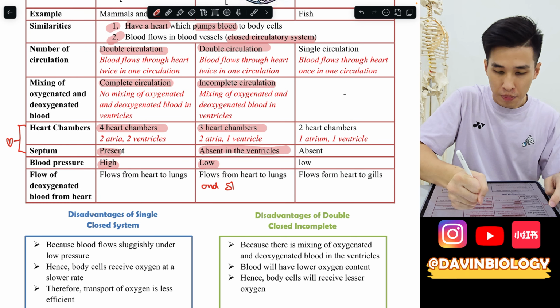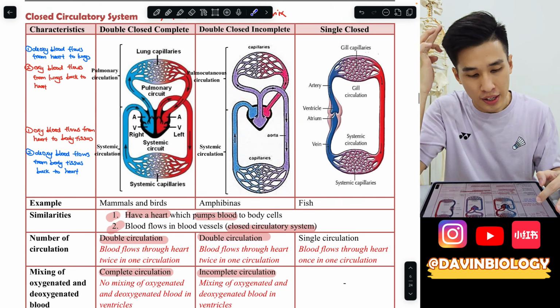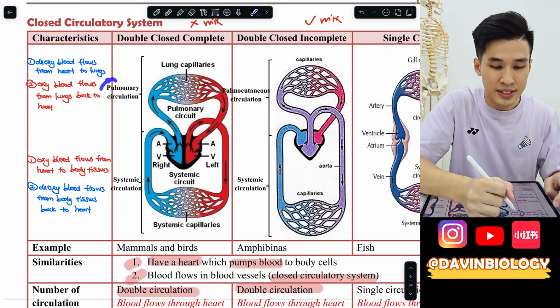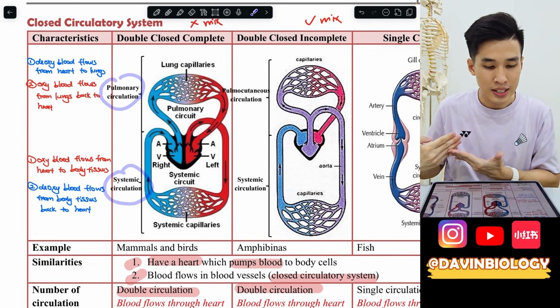Okay, here let me elaborate more. So if you notice the diagram here, I got right. Okay, for human, just like last time you all learned in science, you have pulmonary and systemic circulation.